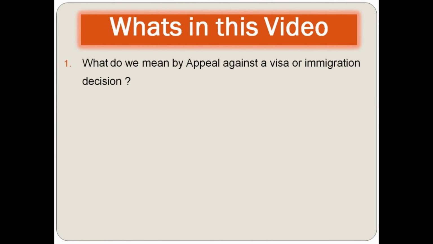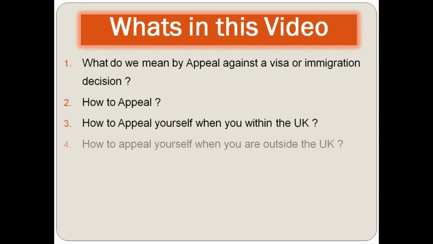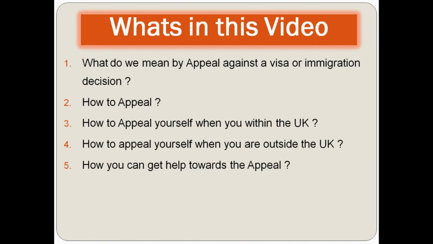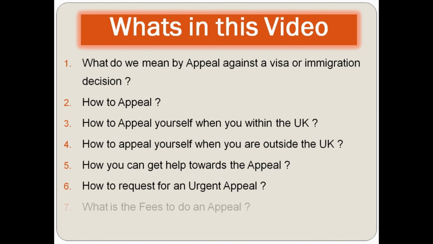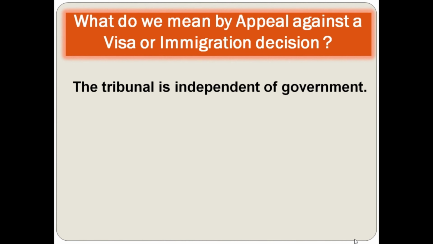What do we mean by appeal against a visa or immigration decision? How to appeal yourself when you are within the UK? How to appeal yourself when you are outside the UK? How you can get help towards the appeal? How to request an urgent appeal? What is the fee to do an appeal? How to pay fees?